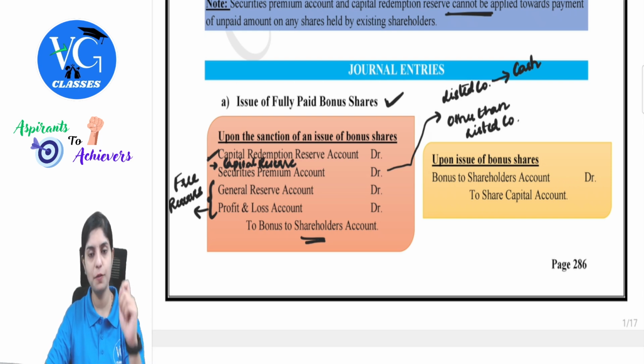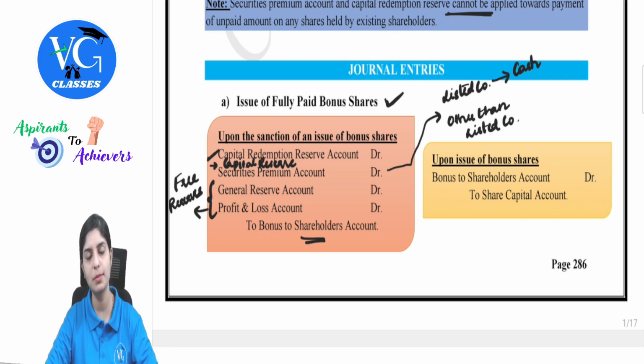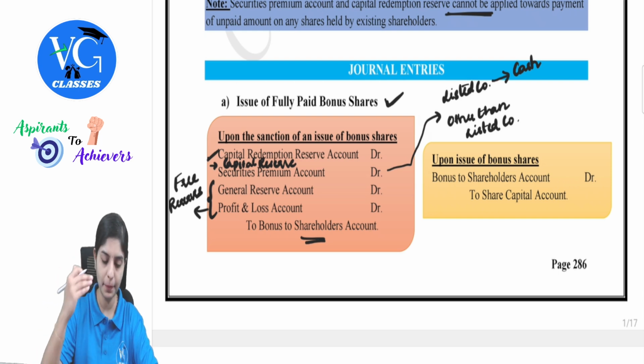Please be very careful as I'm repeating it again and again. You should use, in the same order, what has been mentioned here. What is the order? First is capital redemption reserve, then capital reserve, securities premium account, then general reserve or profit and loss. That is, free reserves after securities premium. So here we will first make it due. All these debit to bonus to shareholders, because that is what I am proposing.